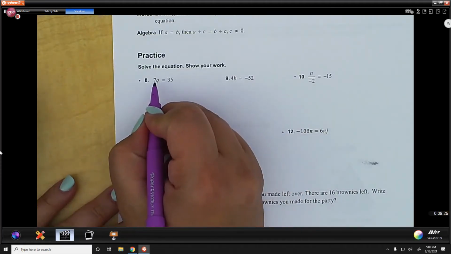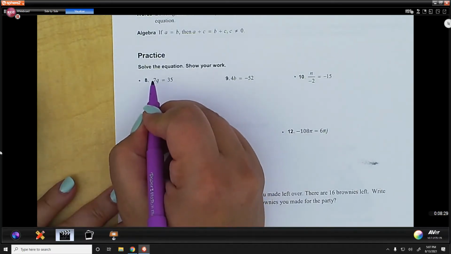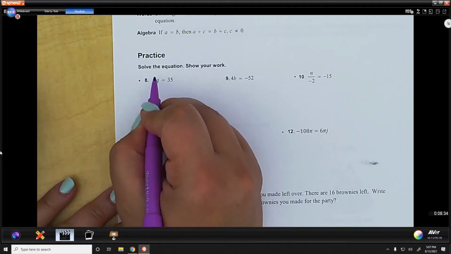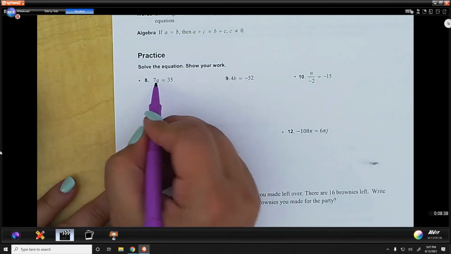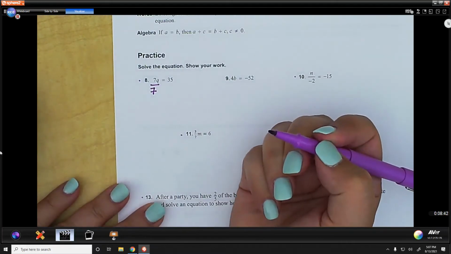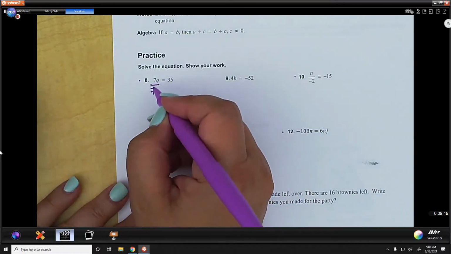So I've got 7 times q is equal to 35. My q, or my variable, is on the left, this is the side that I want to pay attention to. What did they do mathematically? So I can do the opposite. So since they multiplied by 7, I'm going to do the opposite, which is to divide by 7. Notice I'm not changing the sign. I'm just doing the opposite operation.